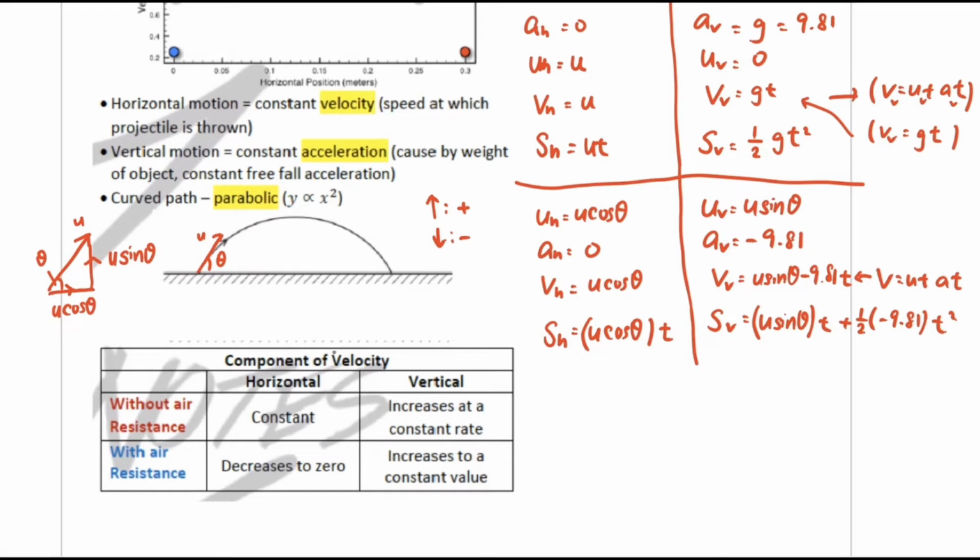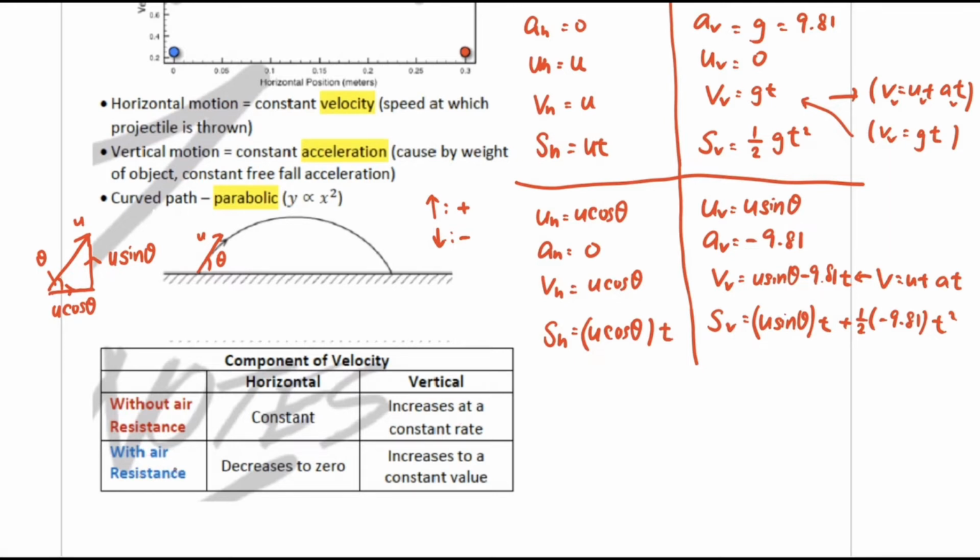Let's see. Component of velocity without air resistance: horizontal is constant. That means constant velocity. You see, the velocity is the same before and after. Initial and final are the same. Vertical component increases at a constant rate. Without air resistance, there is a constant acceleration of 9.81. Constant acceleration, so that's why the velocity increases at a constant rate.